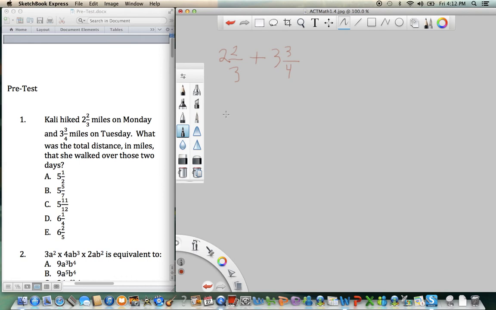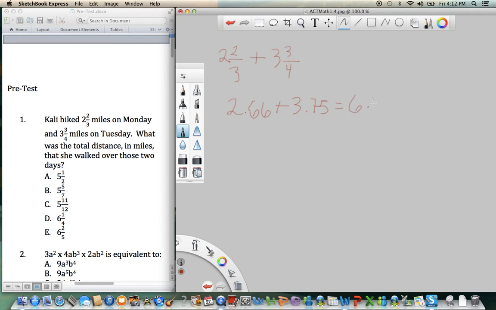So you could just conveniently use your calculator and convert the 2 2/3 into 2.66, because 2 divided by 3 is 0.66, and add that to 3.75. Even without my calculator, I know that 3/4 is 75. When you add those two numbers, you're going to get 6.41.